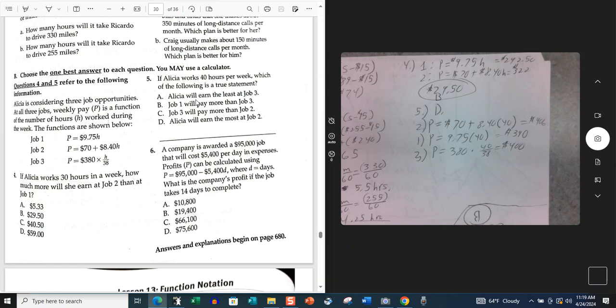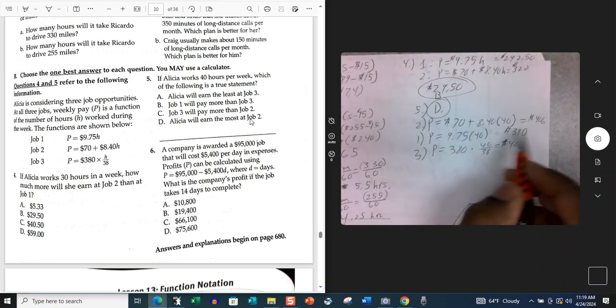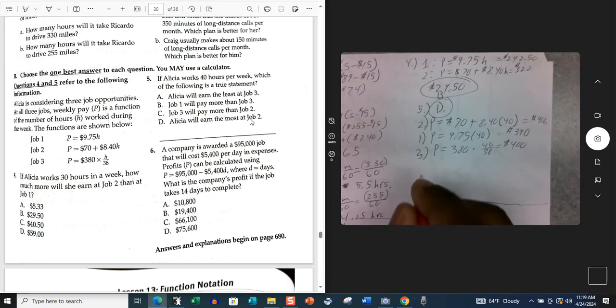Now if you look at the other answers, Alicia will earn the least at job 3. That's not true. Job 3 pays more than job 1. Job 1 will pay more than job 3. That's not true. We proved that in A. Job 3 will pay more than job 2. Job 3 does not pay more than job 2, and Alicia will earn the most at job 2, which is D, which we proved here. Job 2 paid the most.